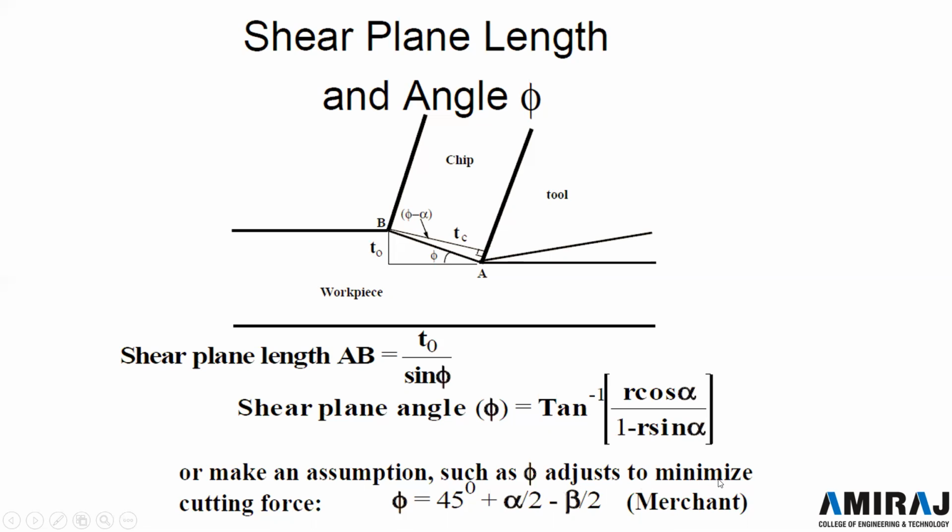Or make an assumption such that phi adjusts to minimum cutting force, and phi is equal to 45 degrees plus alpha by 2 minus beta by 2, and this is the Merchant relation.